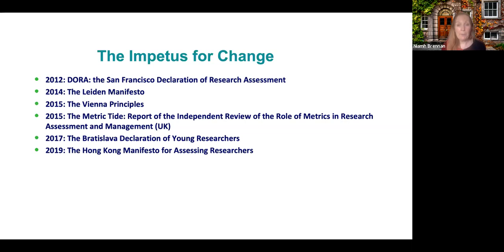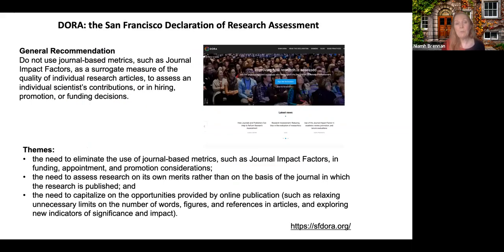There's been a strong impetus for change. That momentum has been seen in DORA, which I'm sure you're all familiar with, the San Francisco Declaration on Research Assessment, the Leiden Manifesto, the Vienna Principles, the Metric Tide, that was the UK report. We saw some of it coming in the Bratislava Declaration of Young Researchers and the Hong Kong Manifesto for Assessing Researchers. Just to remind you of some of these, DORA said, do not use journal-based metrics. They're talking specifically about journal impact factors as a surrogate measure of the quality of individual research articles, or to assess an individual scientist's contributions. Right, so they're saying clearly don't do that.